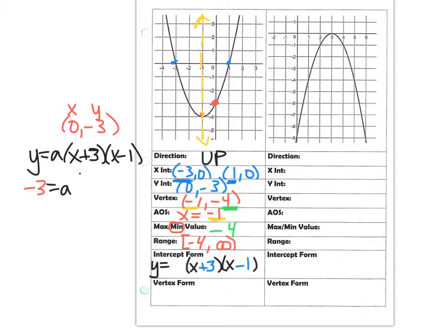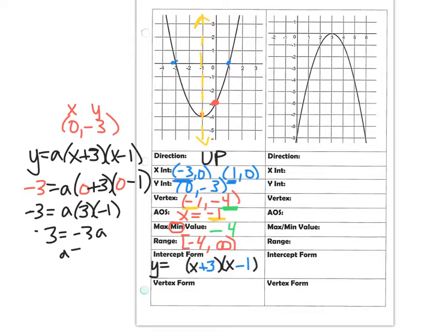So -3 equals a times, everywhere I see an x, I put 0, 0 plus 3 times 0 minus 1. Notice I chose a really nice value. I try if there's something with 0 or 1, I try to do that because it makes it nicer. Okay, so -3 equals a times 3 times -1, just 0 plus 3, 0 minus 1. So -3 equals -3a, so a equals 1. So in my equation, just a equals 1. And once I've done that for one equation, I don't need to do it anymore for that same problem.